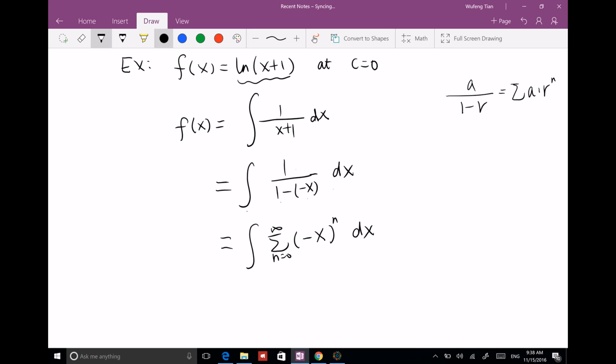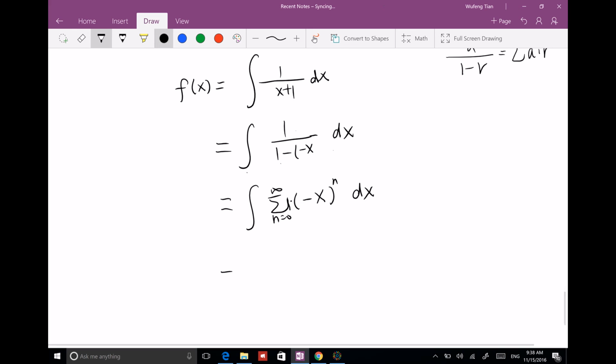A is 1, right? A is 1, times r. This is r. This is a times a over 1 minus r. Okay. So negative 1, you can take it out as the sum over m from 0 to infinity of negative 1 to the power m. You can separate it as x to the power n, then x to the power n dx.